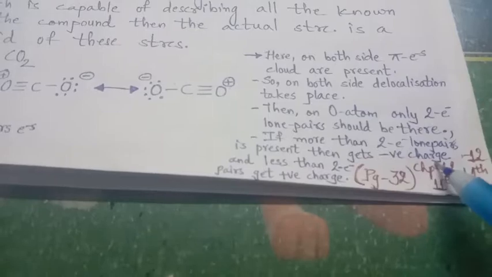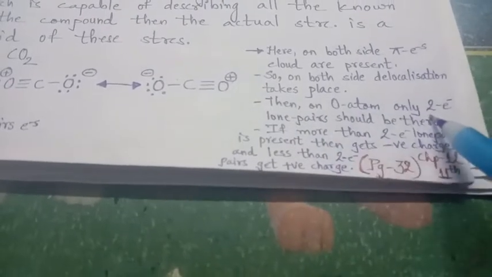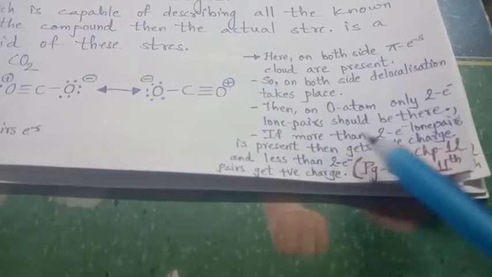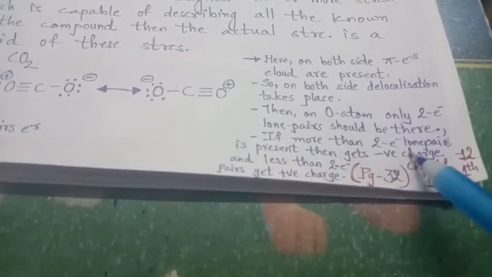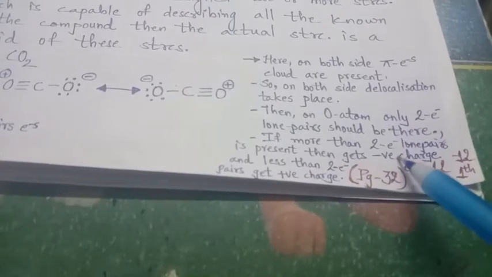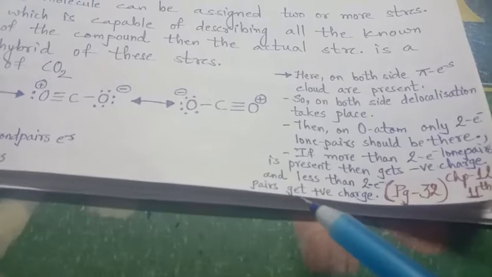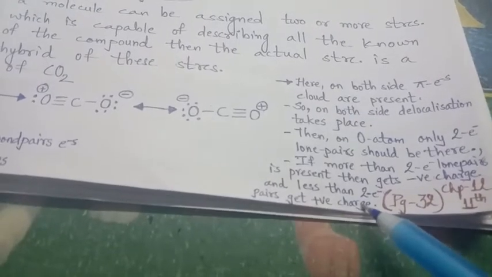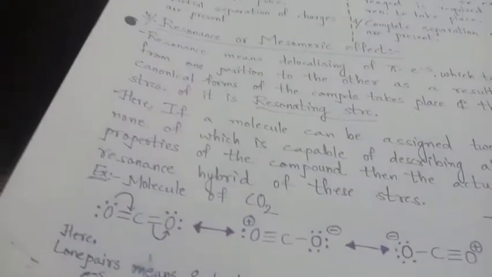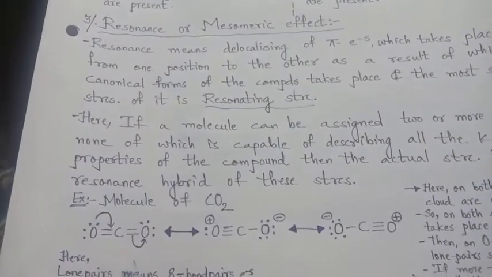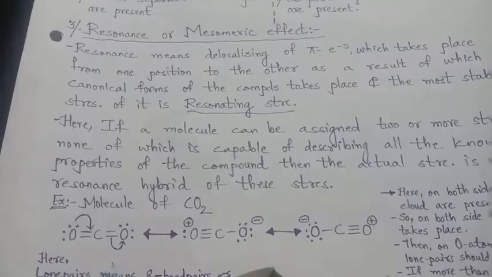But if more than 2 pairs, then negative charge, and if less than 2 pairs, then positive charge, which is mentioned over here. On the oxygen atom, 2 electron lone pairs must be there. But if more than 2 lone pairs, then negative charge is present, and less than 2, then positive charge is present, right? So this is about the resonance, or you can say the mesomeric effect.